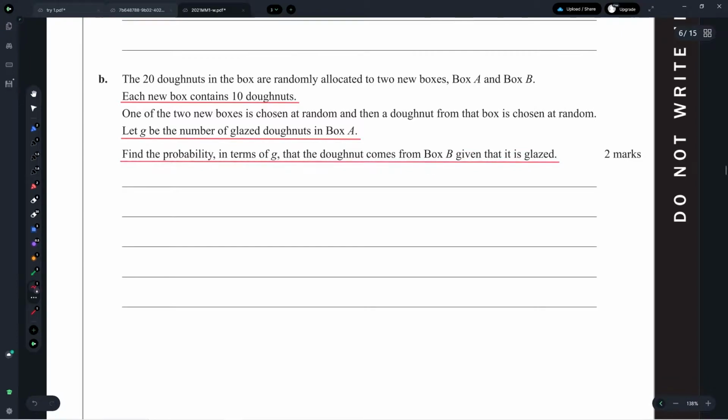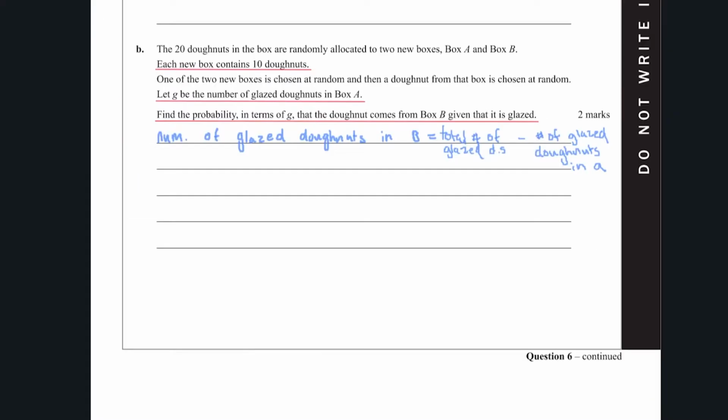Okay, so here we have two new boxes, A and B. Each contains 10. G is the number of glazed donuts in box A. So we know the number of glazed donuts in B equals the total number of glazed donuts minus the number of glazed donuts in A. That gives the number of glazed donuts in B.